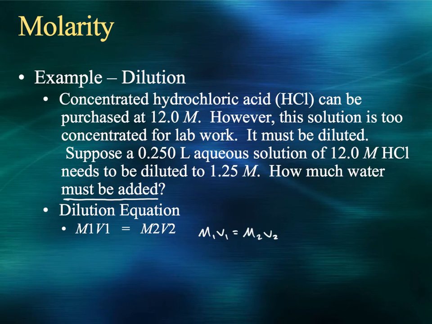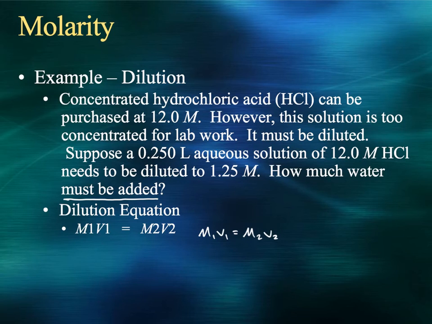Okay, and then we have one more thing here on molarity, which is dilution. This is actually a very helpful equation and something you might always want to remember. So, for instance, here's our problem. Concentrated hydrochloric acid, HCl, can be purchased at 12.0 molar. However, the solution is too concentrated for lab work. It must be diluted. Basically, it would start burning through your skin if you got it on you, so we always have to dilute it down. Suppose a 0.250 liter aqueous solution of 12.0 molar HCl needs to be diluted to 1.25 molar. So you're going to add water to it to take it from 12 molar down to 1.25 molar. How much water do you have to add?